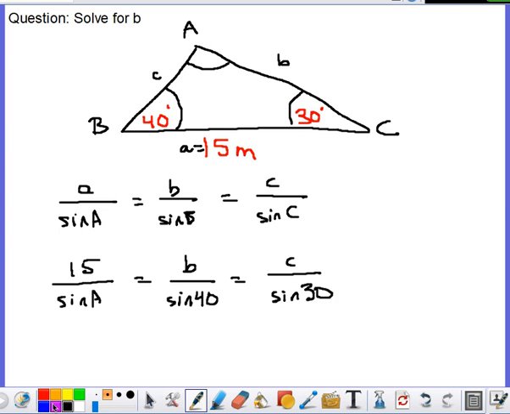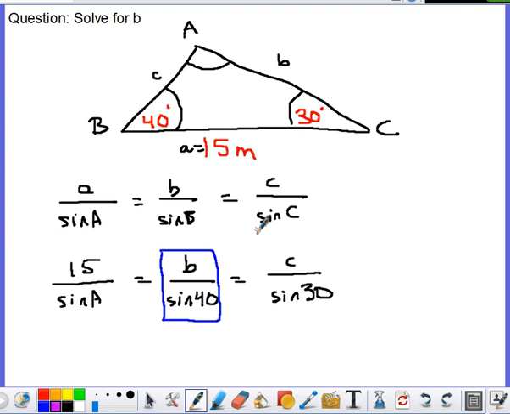We are solving for side B, so we need to use that ratio there. If you look at the other two ratios, we have an unknown angle A, which doesn't help us, and an unknown side length c, which doesn't help us. It might feel like at this point this question seems impossible. However, it is totally, totally possible.